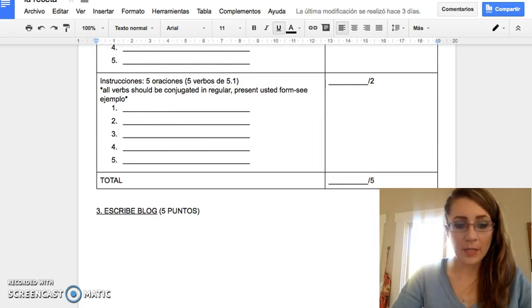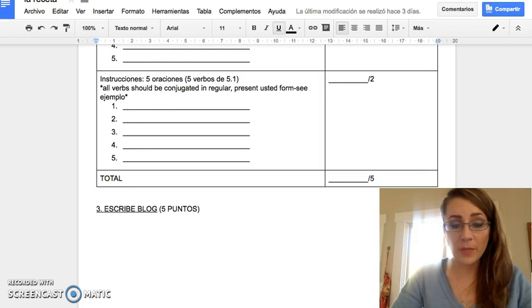Instrucciones. Okay, this part's really, really important. Pay attention. You need to write 5 oraciones, 5 verbos de 5.1. You are using the vocab verbs from 5.1. For example, there's like to fry, to boil, to chop, things like that. Those are the words you're using. You're not looking up random words, okay?